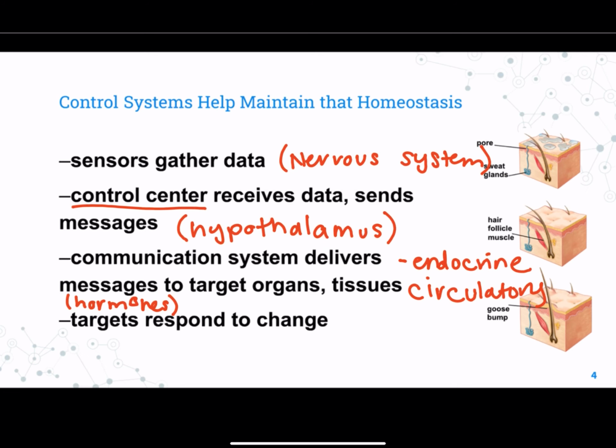Over here we have an example. This is a piece of skin. This looks like a cross-section of your skin. We've got your pore, your sweat gland, and let's say that you've got water on your skin and it's really cold. What's going to happen is you're going to have this muscle that's going to pull your hair follicle back, and your hair is going to stick straight up and down, and that's going to cause goosebumps. Okay, so that's an example of a feedback loop that we're going to talk about.